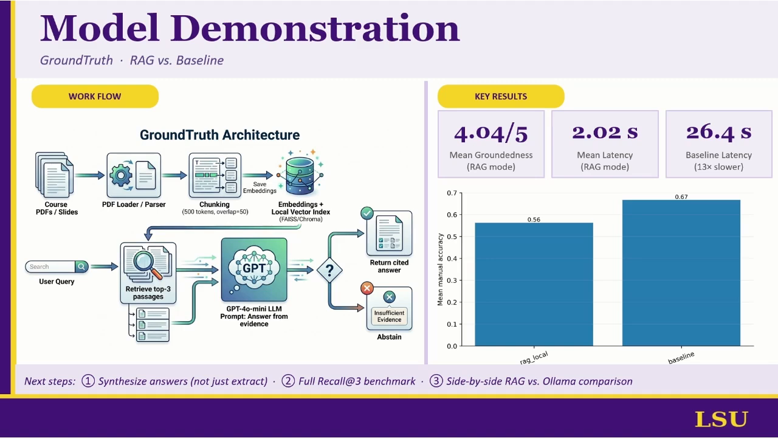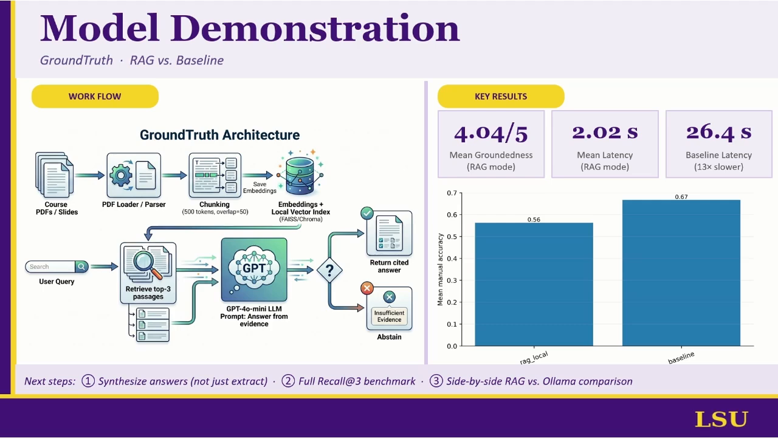In the manual evaluation, the prompt-only baseline achieved a mean accuracy of 0.67, while the current RAG local mode achieved 0.56, indicating that retrieval improved groundedness and latency, but answer synthesis still needs refinement to translate retrieved evidence into consistently more accurate final answers.